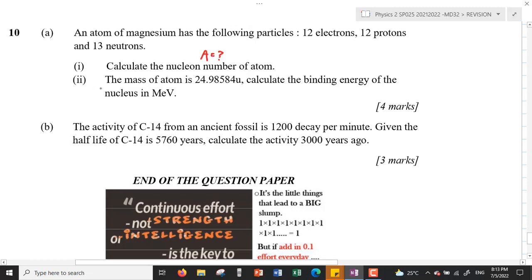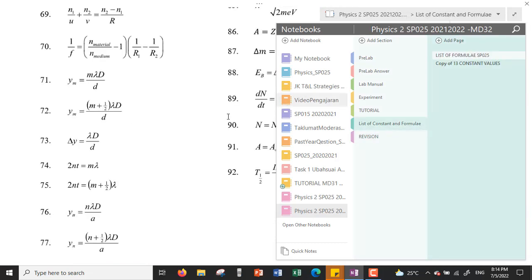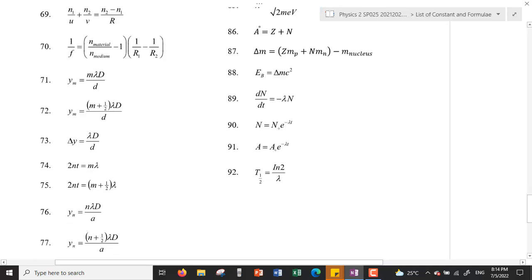And then question 2, given the mass of atoms is 24.98584 U, calculate the binding energy of the nucleus in mega electron volt. So we want to find the binding energy for the magnesium. So if we refer to the list of equations, in order to calculate the nucleon number A, we can use equation 86.